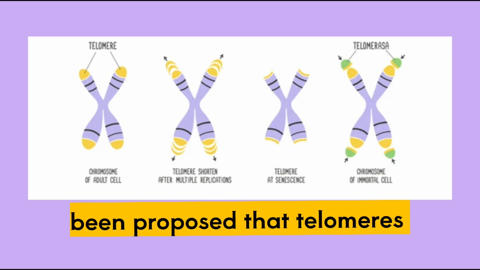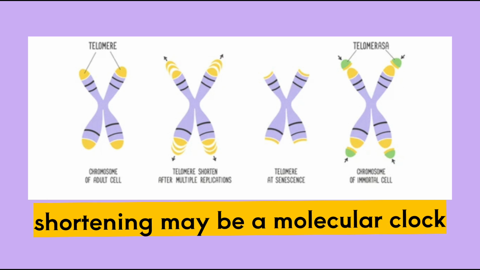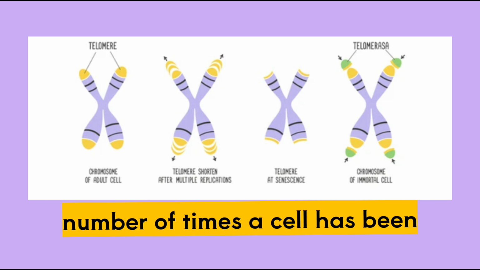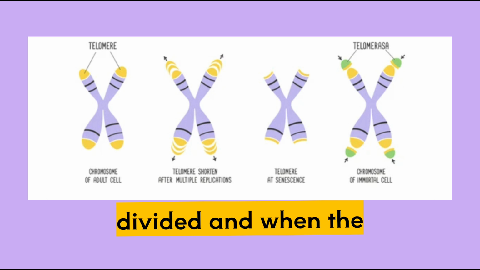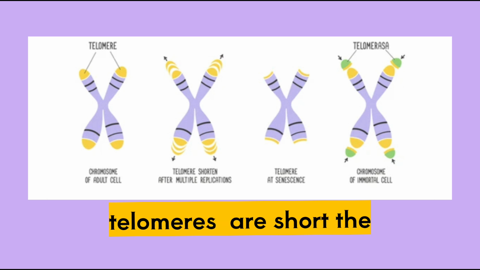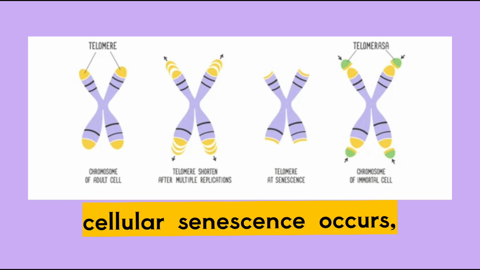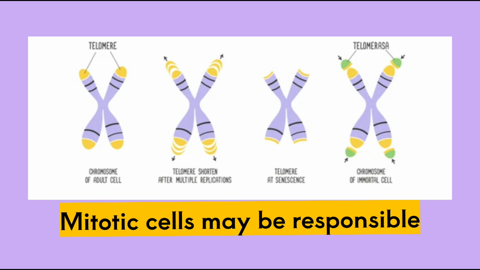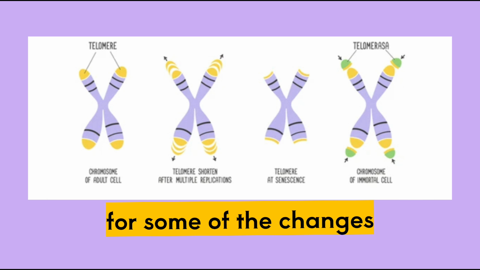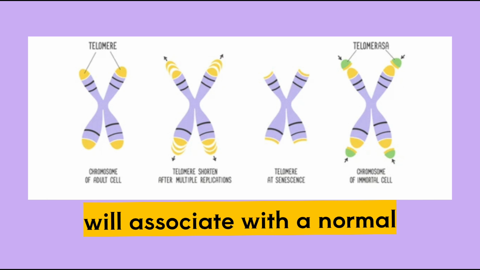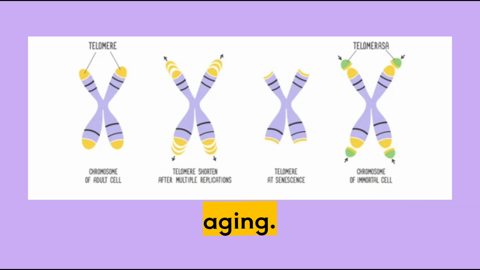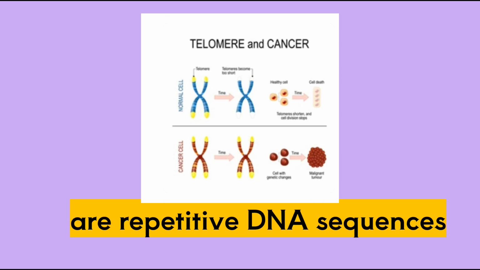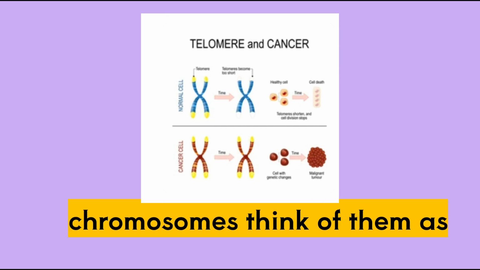It has been proposed that telomere shortening may be a molecular clock mechanism that counts the number of times a cell has divided. And when the telomeres are short, cellular senescence occurs. It has been believed that shortened telomeres in mitotic cells may be responsible for some of the changes we associate with normal aging. As we said earlier, telomeres are repetitive DNA sequences located at the ends of our chromosomes.